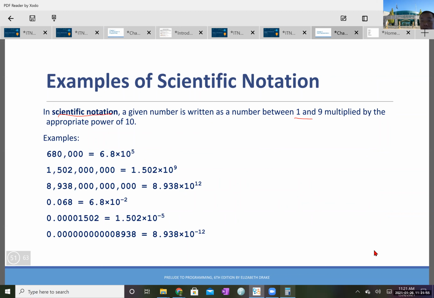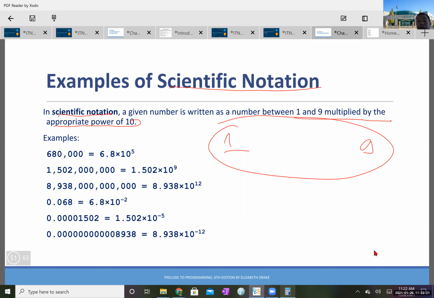So for example, if you want to work in scientific notation, you take a number and write it as a number between 1 and 9, multiplied by a power of 10. Right? So you see, the first digit is always from 1 to 9. For this one, you have 6.8. This one, you have 1.5 something. This one, you have 8 point something. So in order to work in scientific notation, the first digit is always in the range from 1 to 9. That's the thing you have to remember here.